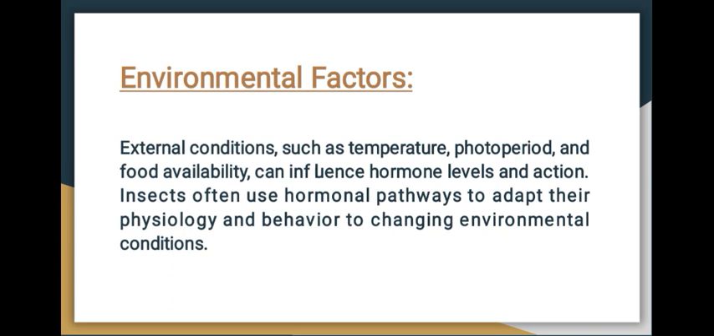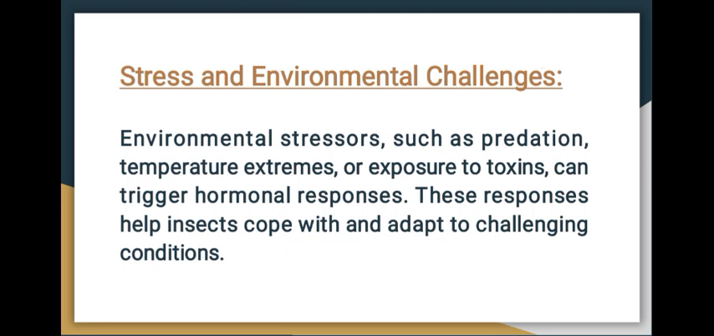Then environmental factors, external conditions such as temperature, photoperiod, and food availability can influence hormone levels and action. Insects often use hormonal pathways to adapt their physiology and behavior to changing environmental conditions. Then stress and environmental challenges. Environmental stressors in the case of insects, such as predation, temperature extremes, or exposure to toxins, can trigger hormonal responses. These responses help insects cope with and adapt to challenging conditions. And this has a considerable impact on hormone action.